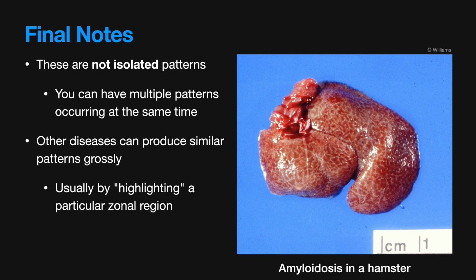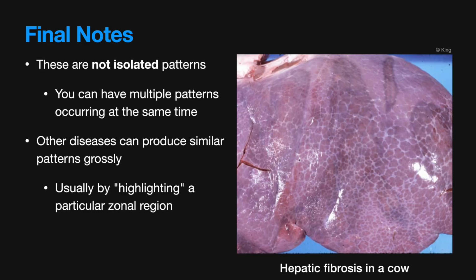Now just some final notes on hepatic necrosis. First off, these are not isolated patterns. You can have multiple patterns occurring at the same time. Other diseases can also produce similar gross lesions. This is usually through highlighting a particular zonal region. For example, this hamster has a zonal amyloidosis. This cow has fibrosis in the connective tissue surrounding the lobules, highlighting those zones and producing a lobular pattern.